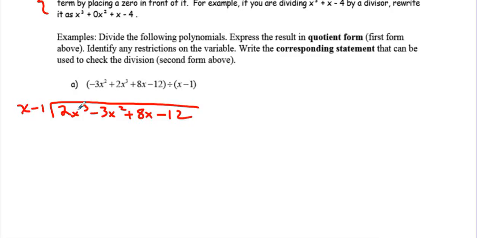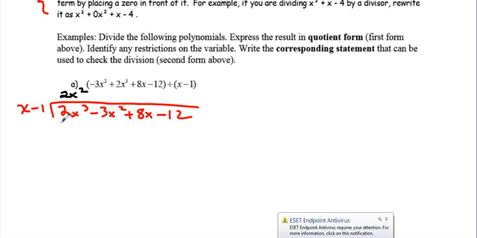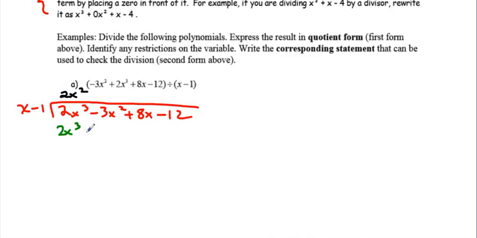X divided into 2x cubed. That's 2x squared. So I'm going to take 2x squared and multiply it by x, and I get my first term here, 2x cubed. And then I take 2x squared and multiply it by negative 1. That's negative 2x squared. Now I have my 2 terms. I'm going to subtract them. This should disappear, which it does. Minus 3 minus minus 2 is minus x squared. Sorry, minus x squared. Bring down the 8x.